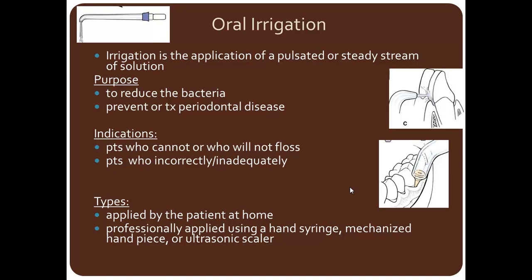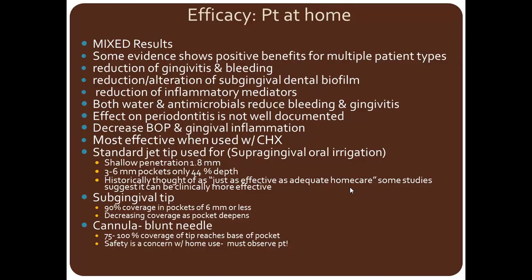And then there's the professional use where they have mechanical irrigators. You can use an ultrasonic or just a syringe with an irrigation. So there are different types of techniques to use. But basically, as far as the efficacy of patients at home using an oral irrigator, the typical blunt tip, using it supragingivally, has mixed results.